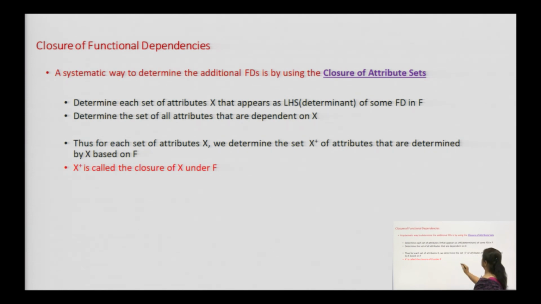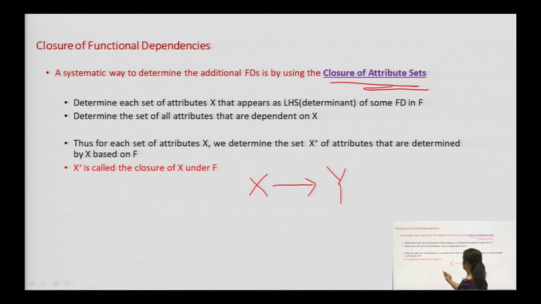And what is that? A systematic way to determine the additional functional dependencies is by using the closure of the attribute set. What does the closure of the attribute set mean? If I have a functional dependency X to Y, then the closure of X will be all those attributes which can be determined by X, that is, the set of all the attributes that are dependent on X or can be determined by X.